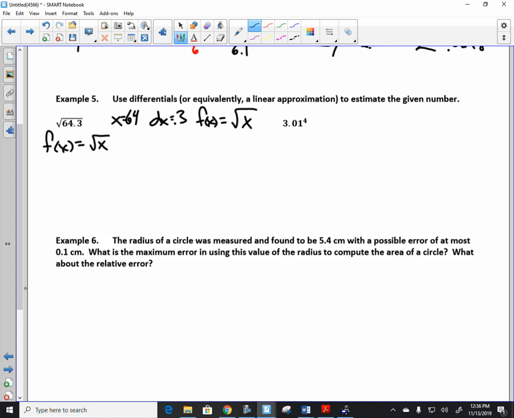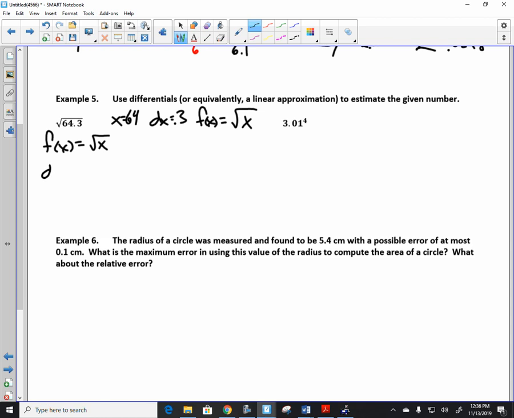Let's find the differential, okay? Because I know that the square root of 64 is 8. So the question is, if I go over 0.3, how much should I go up? So if we know the square root of 64 is 8, should I go up like 0.1? Should I go up 0.2? How much do I go up, right? Let's figure that out. F of x equals square root of x.